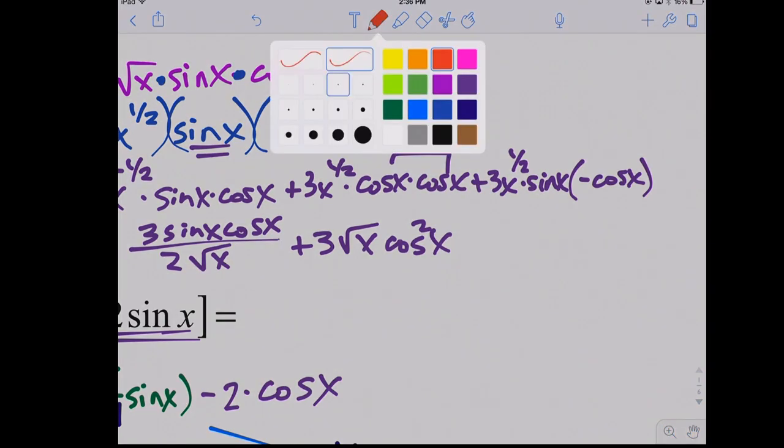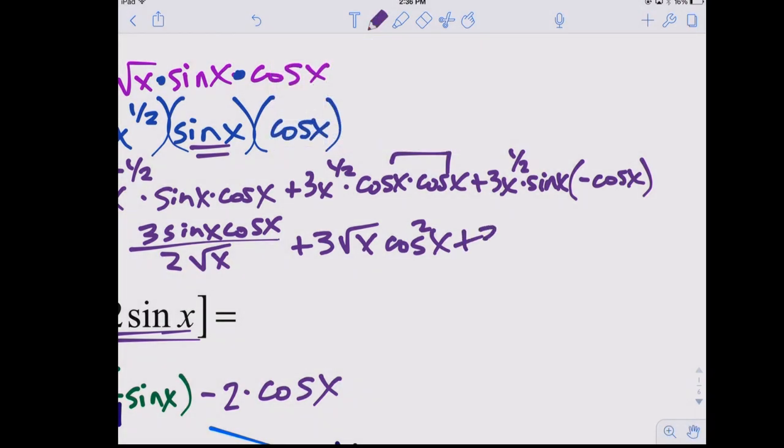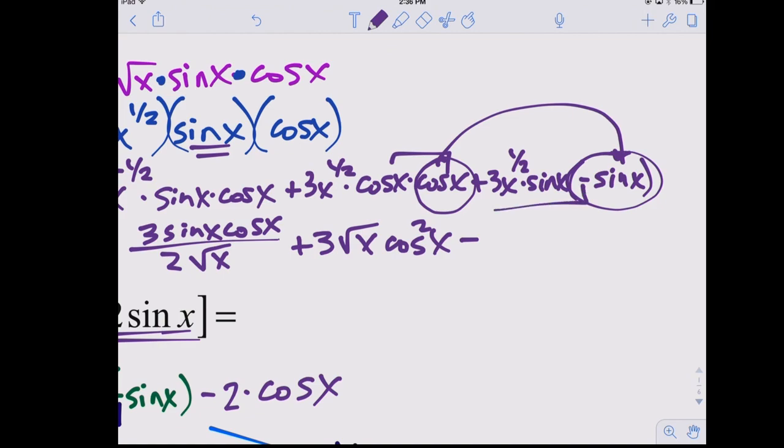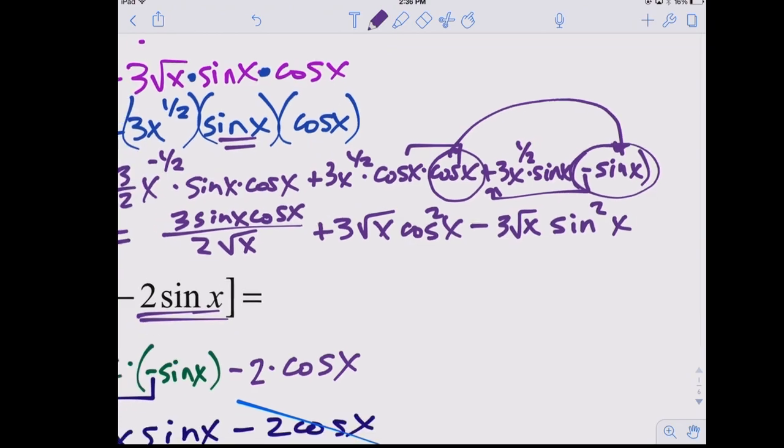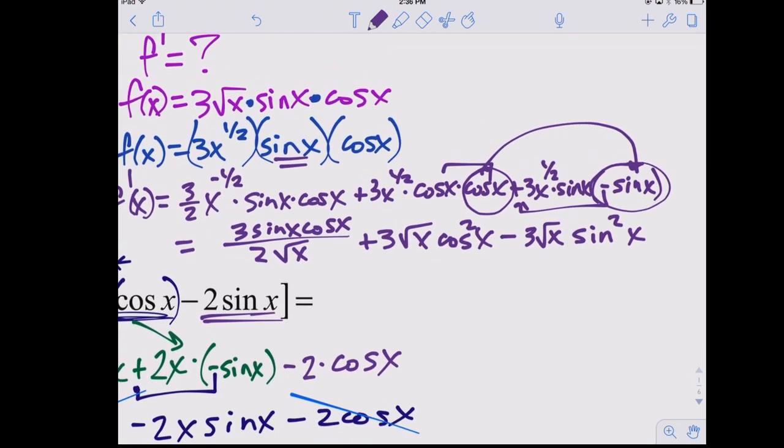Same thing on the last term here. You got plus 3 square root of x. Oops, what can we do with that minus sign? That should be a sine. Yeah, thank you. I was going to say it doesn't work out. The derivative of cosine is negative sine. Good. So this becomes minus now. You can pull the minus up front. 3 square root of x. And then sine times sine is sine squared of x. So there you go. That's it.